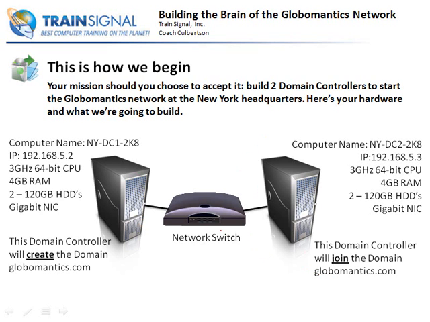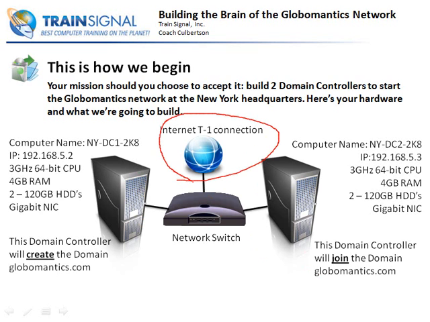Now, these two guys are connected together with a network switch. It's a very simple connection. We just take a couple of Cat5 cables, hook them into a network switch, and this network switch is then hooked into our T1 connection. This T1 connection is, of course, going to be connected via a router. Our router is also going to be providing DHCP services, too.